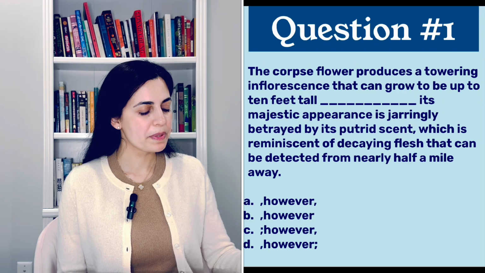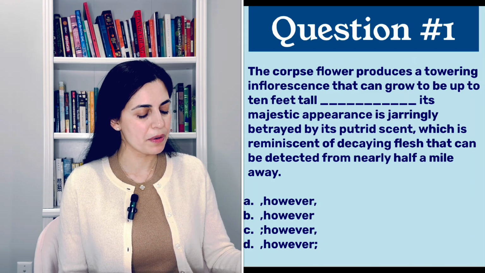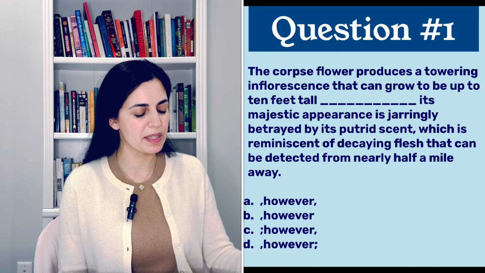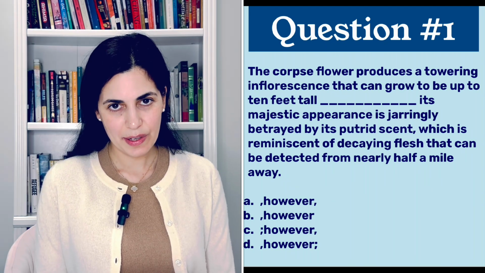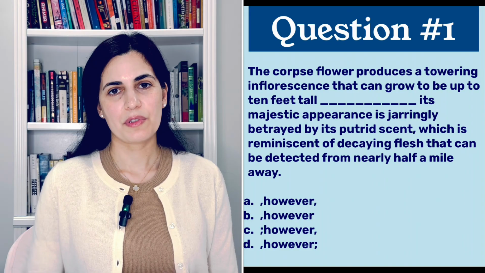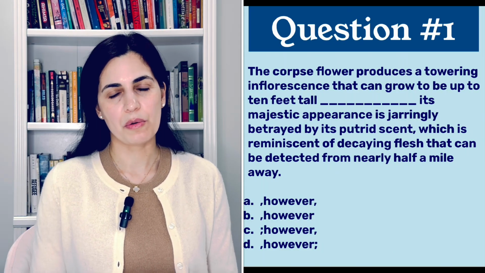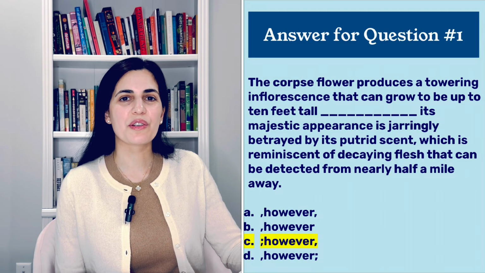All right, let's do some practice questions. There will be 5 in total. All right, question number 1. The corpse flower produces a towering inflorescence that can grow to be up to 10 feet tall. Blank. Its majestic appearance is jarringly betrayed by its putrid scent, which is reminiscent of decaying flesh that can be detected from nearly half a mile away. Pause the video while you're thinking about the answer, and when you are ready, just resume play and I'll go over it with you. The answer is C.